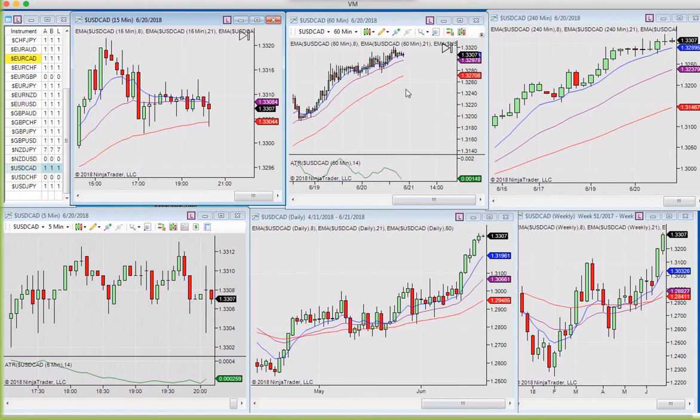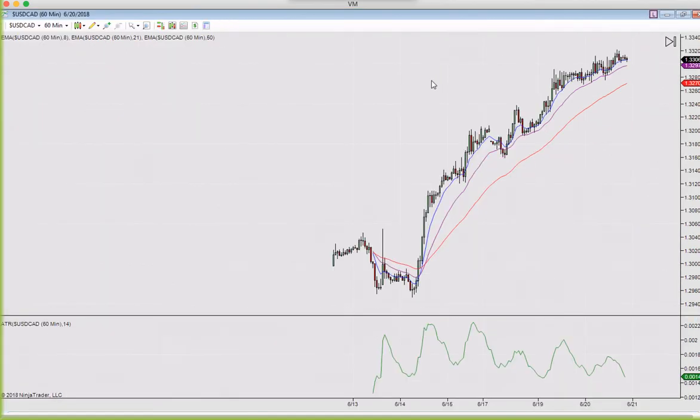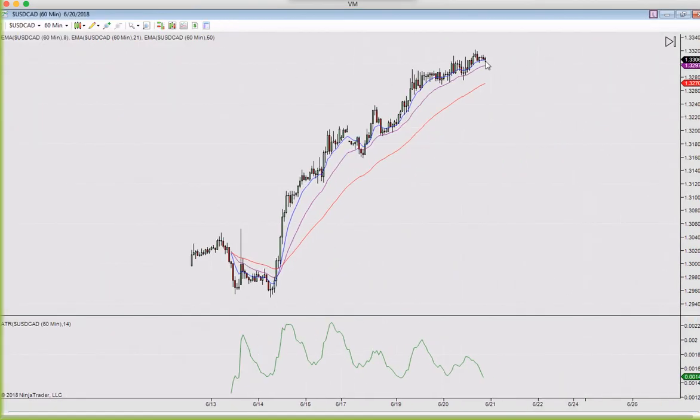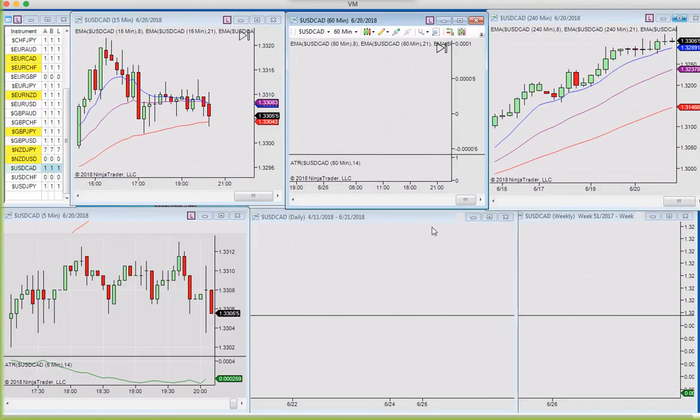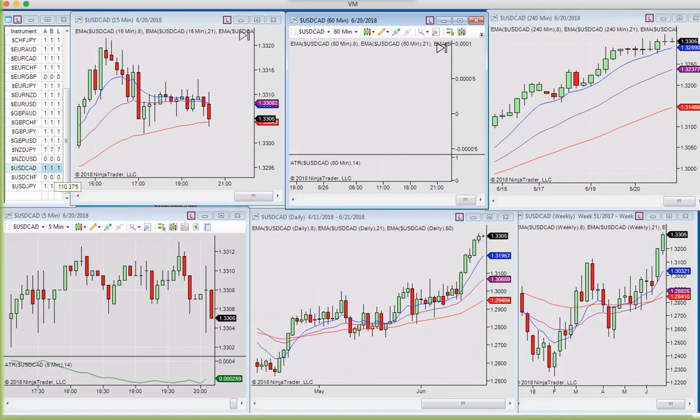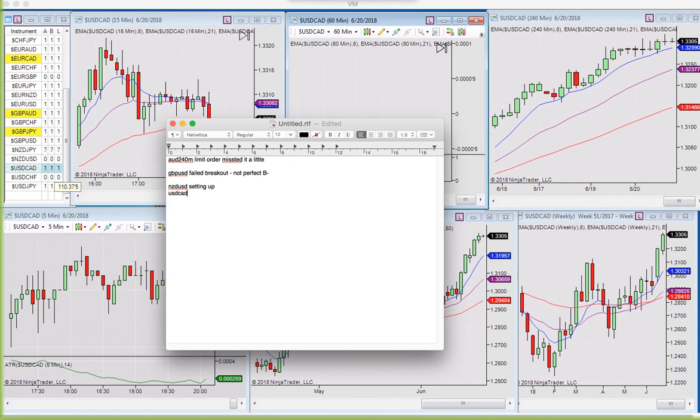Okay, so what do we have? This is still too far away. This needs to pull back a little more. So right now we have a bearish setup in play. I want to see that pull down to about here and then fail before it goes up. So USD CAD, let's mark that down. Strong trend needs more pullback.